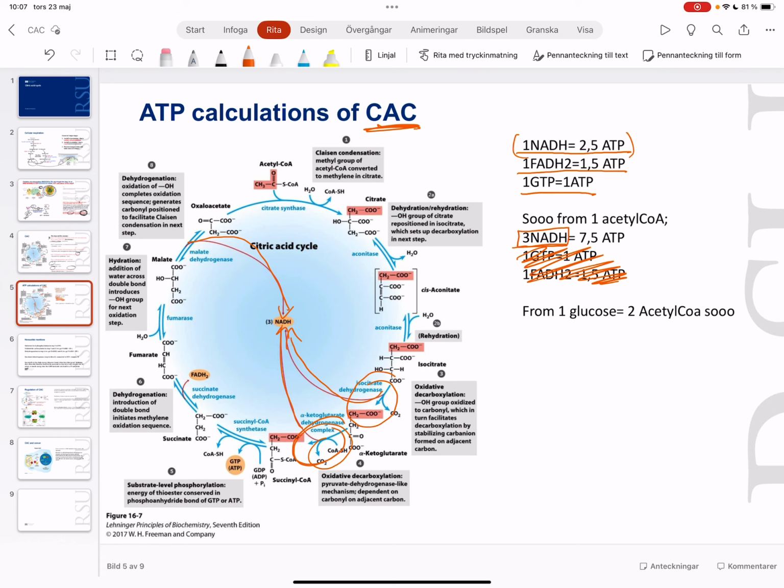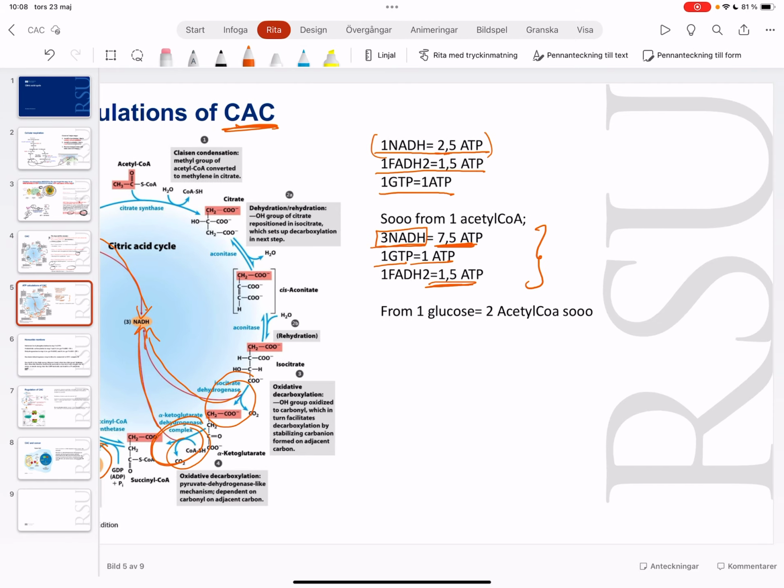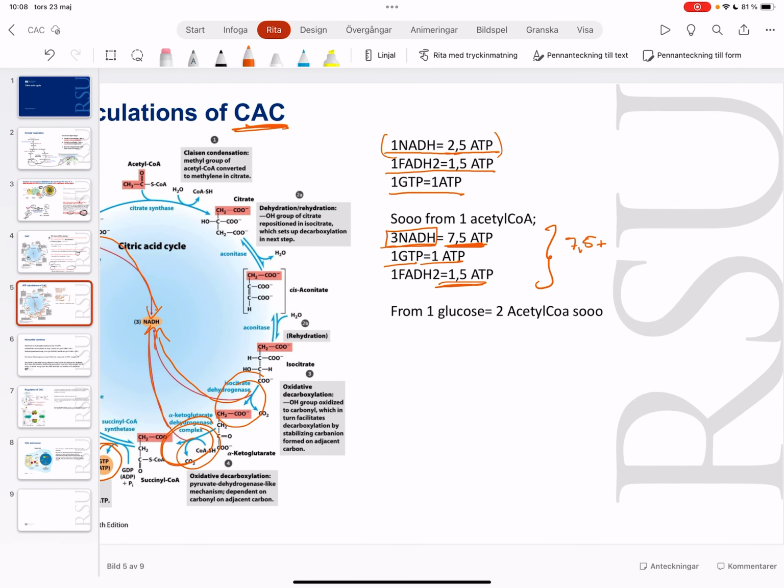And if 1 NADH is 2.5, that means we will get 7.5 ATP from only the NADHs. Then we go to the next thing. We will get 1 GTP right here, so that means 1 GTP, 1 ATP. Then we will receive 1 FADH2, which equals 1.5 ATP. So if we add all of these together, 7.5 plus 1 plus 1.5 equals 10 ATP.